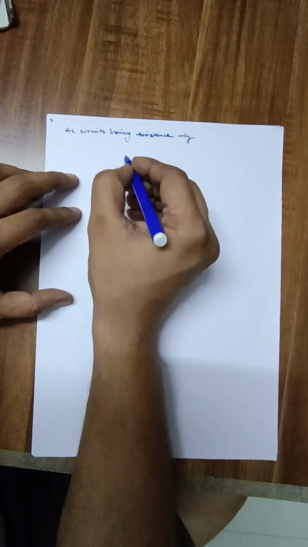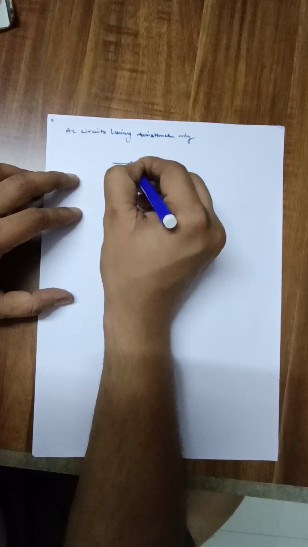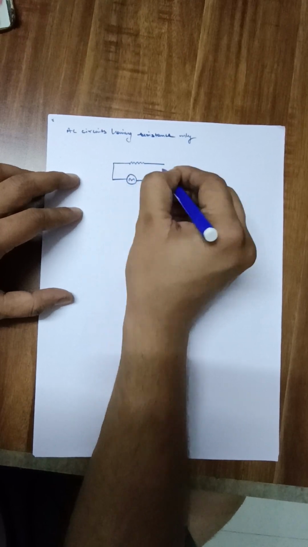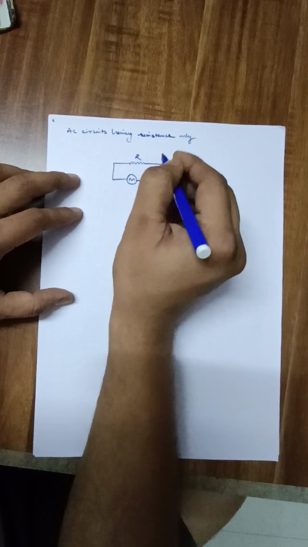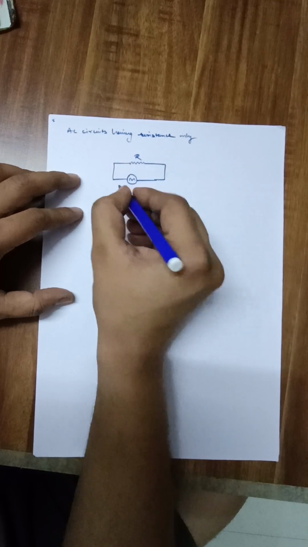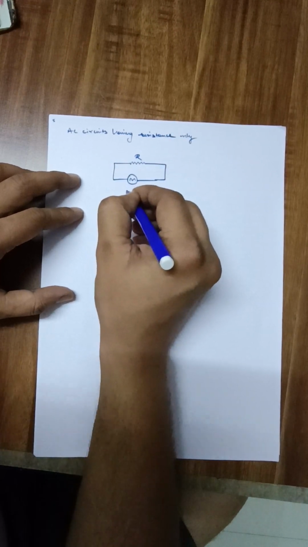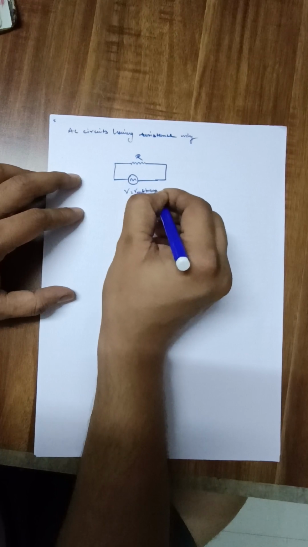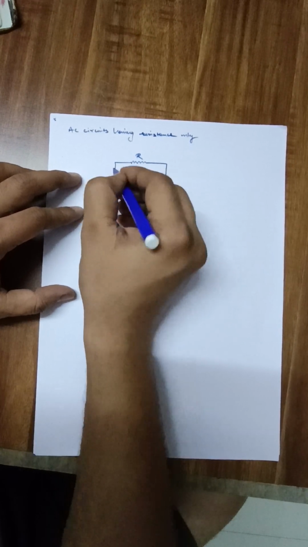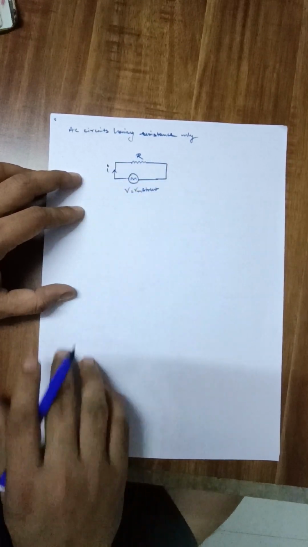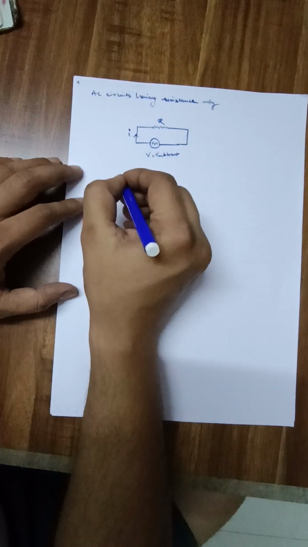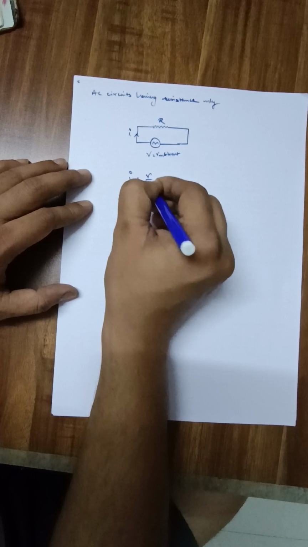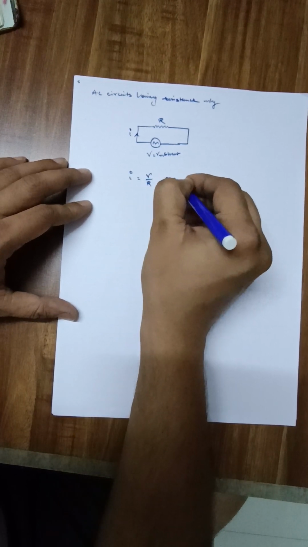Clear? So what will be the circuit diagram? This will be your circuit diagram. Here this is a resistor and an AC supply, V equal to Vm sine omega t. Here current I will flow. So what will be the value of current? I is equal to V by R according to Ohm's law.